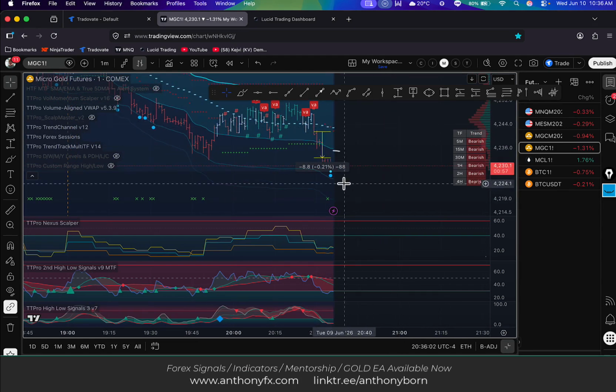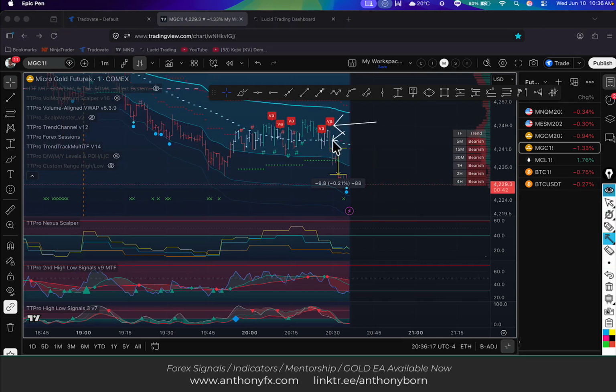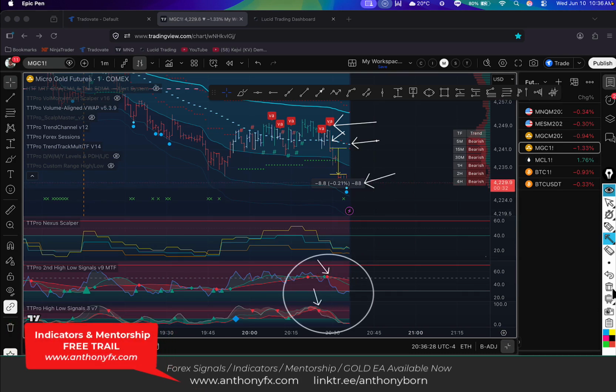Now the thing is, see the blue dot under here? That's telling me that this could pull back. So I went off these signals pretty much. That one, the red candle kicking in, and the break under the blue line. That's it. And I'm up $88 on that trade.